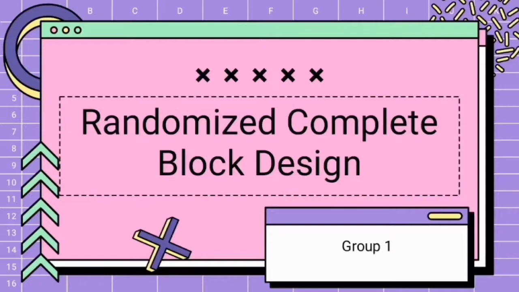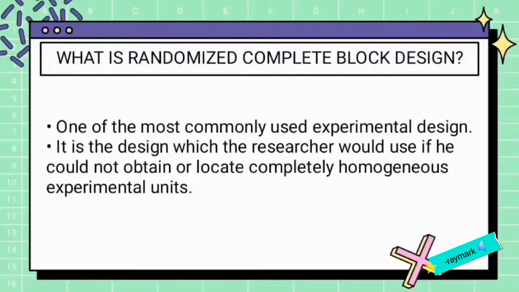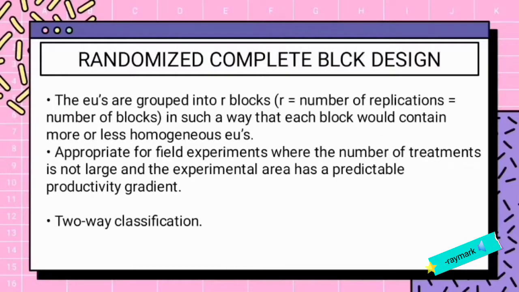So what is Randomized Complete Block Design? It is one of the most commonly used experimental designs, specifically in agricultural research. It is the design which the researcher would use if he could not obtain or locate completely homogeneous experimental units. When we say homogeneous experimental units, these are the units that are as uniform as possible on all characteristics that could affect the response. So in RCBD, the experimental units are grouped into R blocks, where R is equal to the number of replications, which is equal to the number of blocks, in such a way that each block would contain more or less homogeneous experimental units.